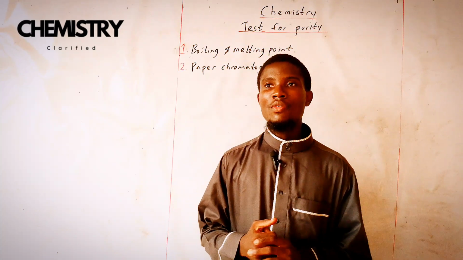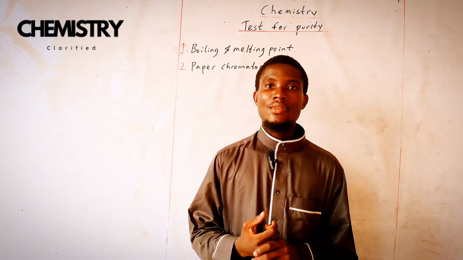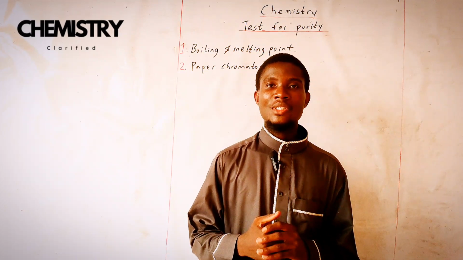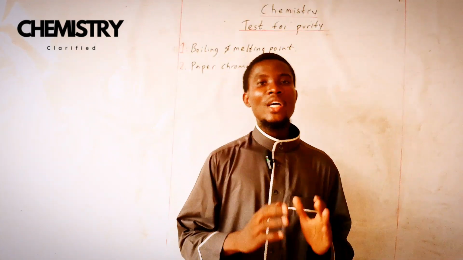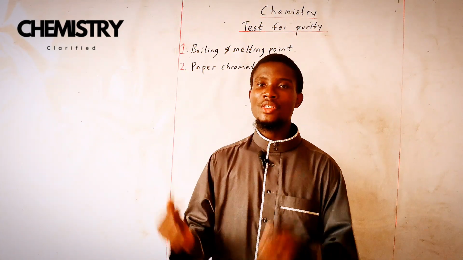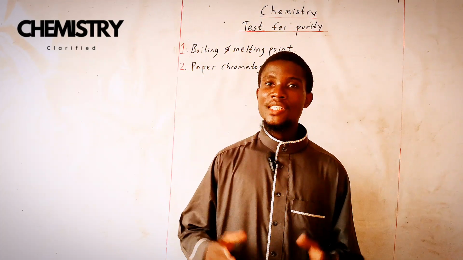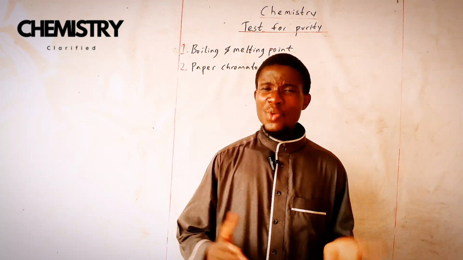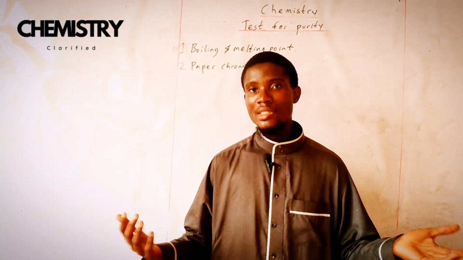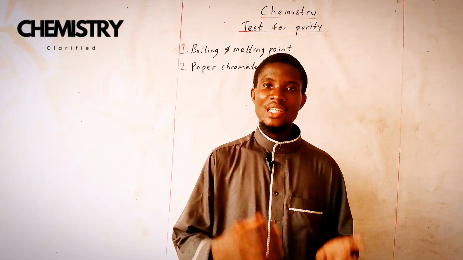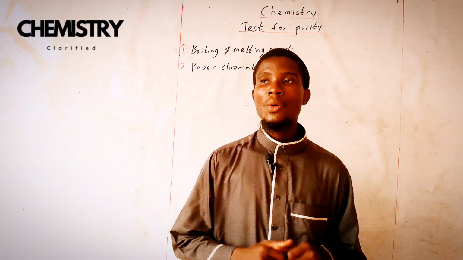Now that we have looked at 14 types of separation technique, let us examine how to test for purity. Remember, a mixture is an impure substance, and we are trying to use all these 14 separation techniques to make them pure, that is, separate them into their different constituents. Now, after we have used all these separation techniques to separate our mixture into its various constituents, how do we test if what we are left with is actually pure? That is why we need tests for purity.